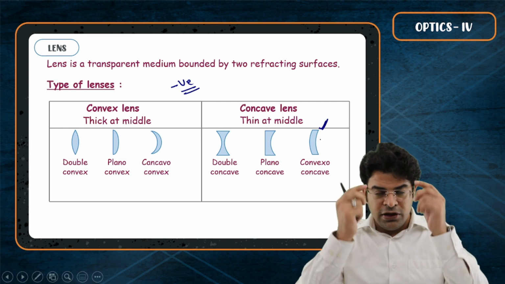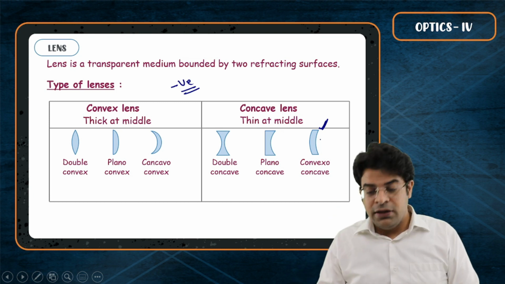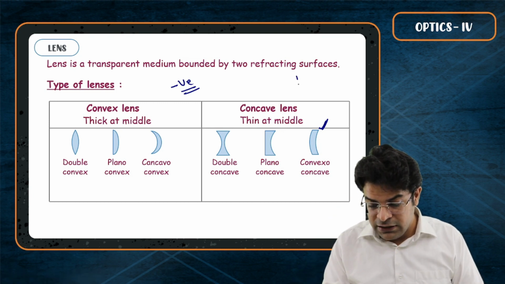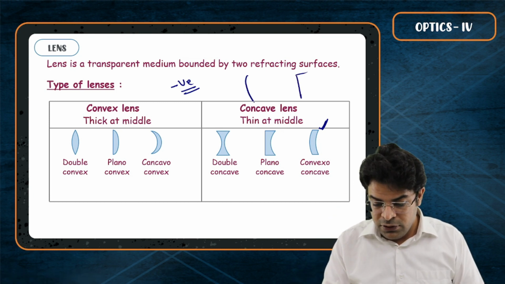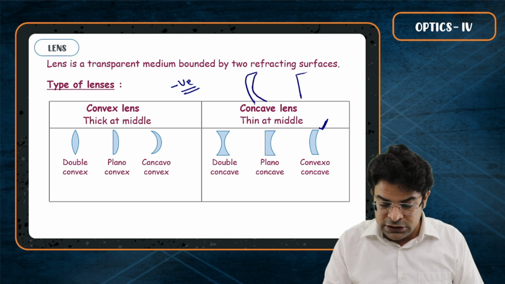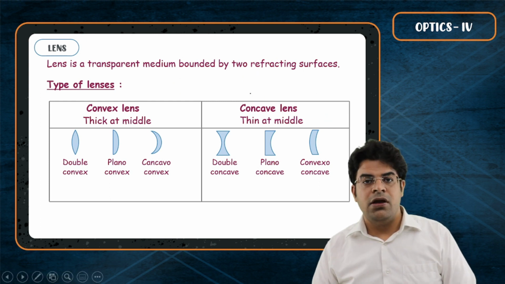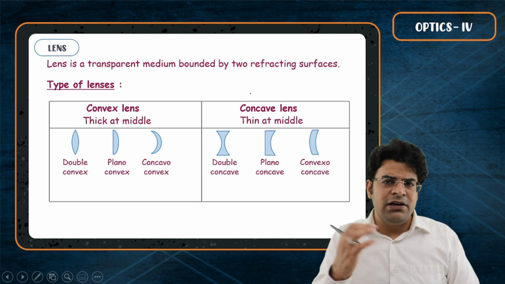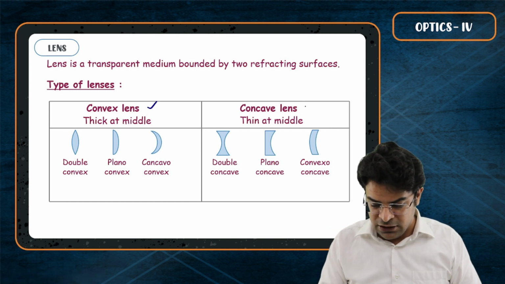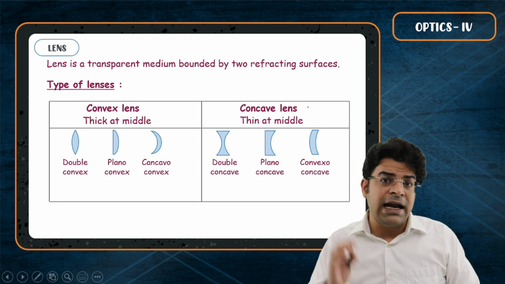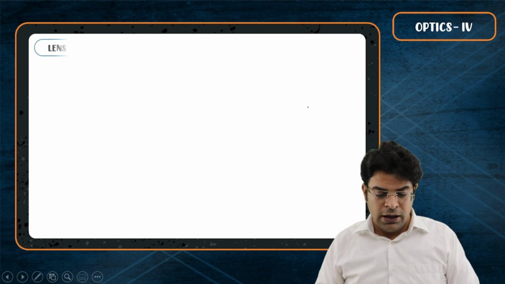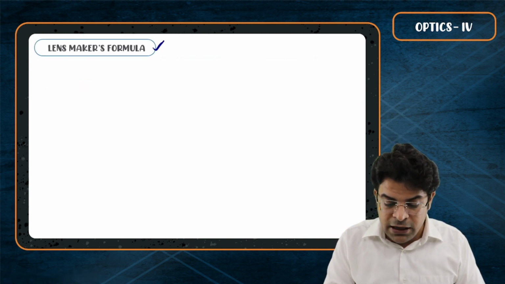They can take out their glasses and touch them. They are thin in the middle and thick on the side, something like this. Now, once we have learned the basic definition of convex and concave lens, to understand the lens better, we should talk about something called the lens maker's formula.